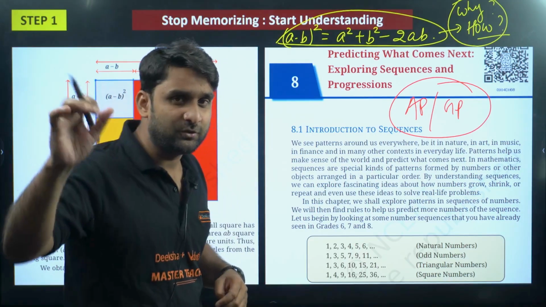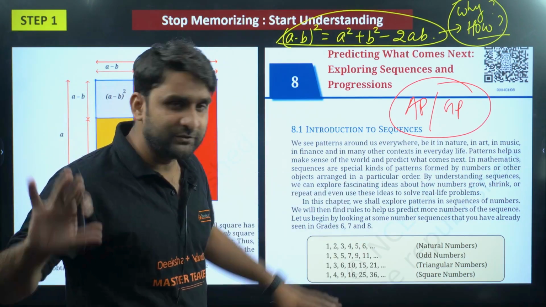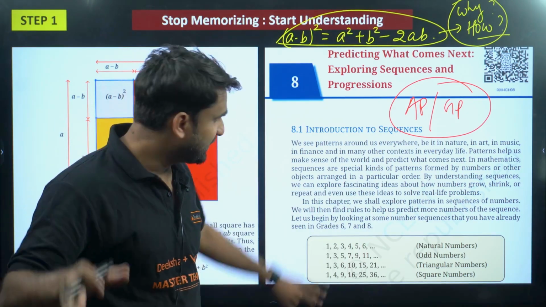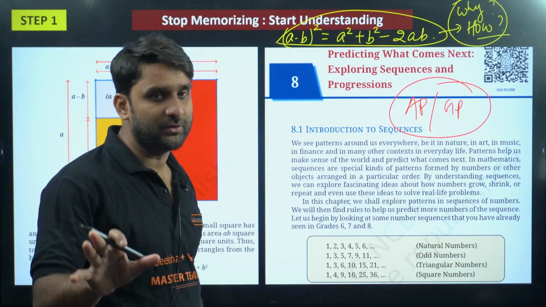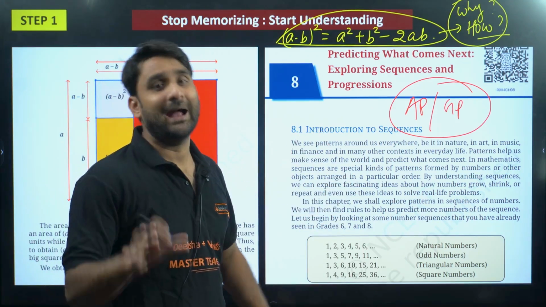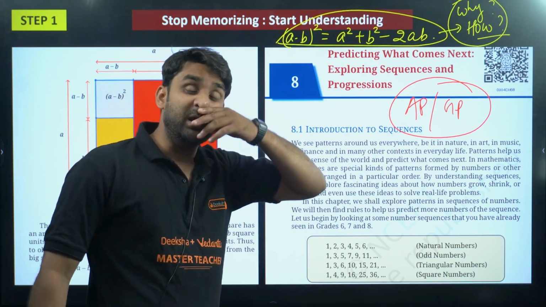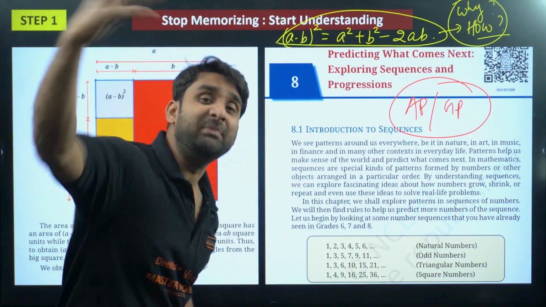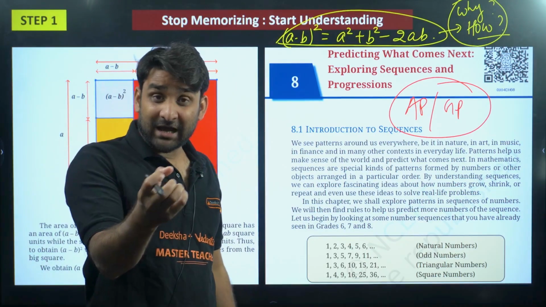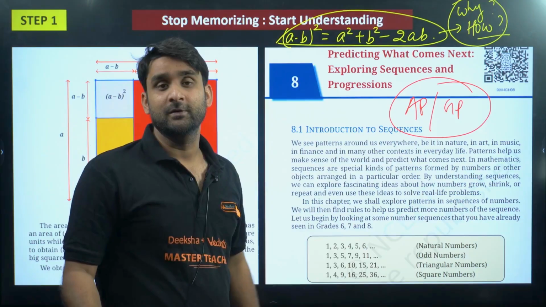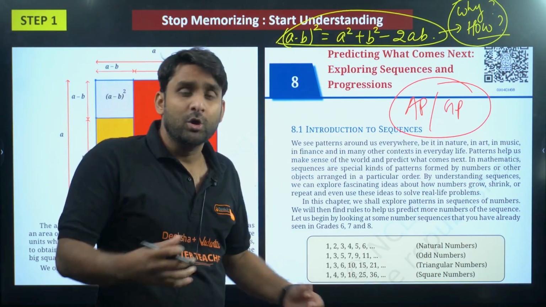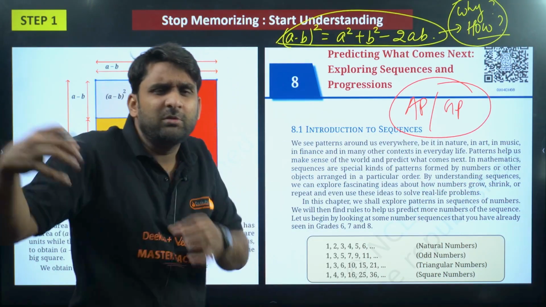If you go and ask your seniors, this chapter was not there. They were not studying this chapter because this entire chapter was not there. This is a very new chapter that has been added in your new textbook, AP and GP. Now, what is AP? Before jumping directly to the questions, you must have an understanding of AP. You must have clarity about GP. What exactly is AP? What is the difference between GP and AP?